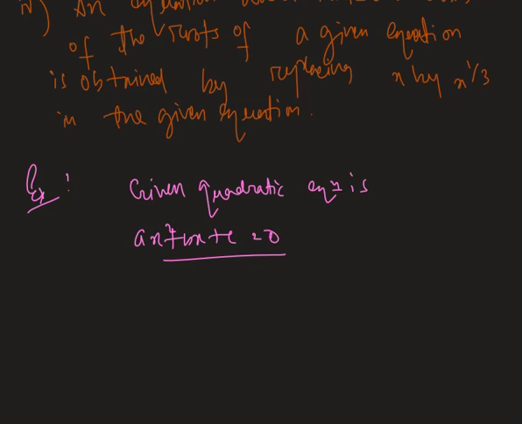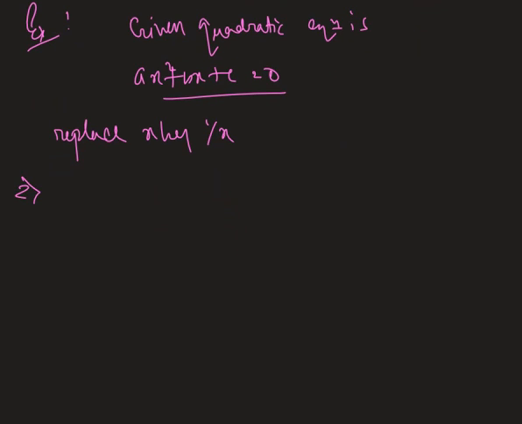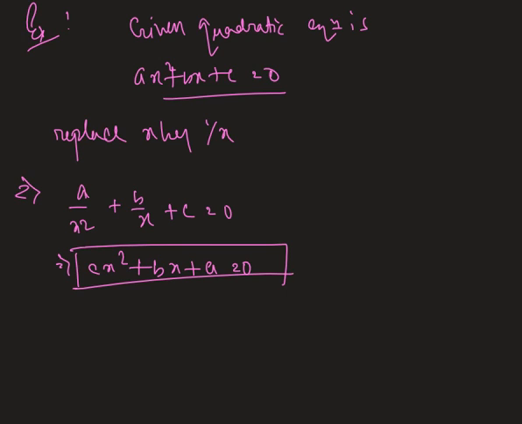Then what we can do? We just replace x by 1 by x. Therefore, we get a by x squared plus b by x plus c equals 0. After solving this, we get cx squared plus bx plus a equals 0. So our required quadratic equation whose roots are 1 by x is cx squared plus bx plus a.